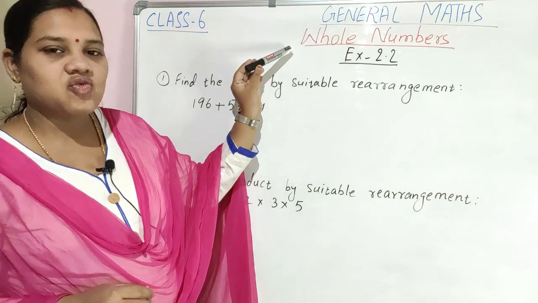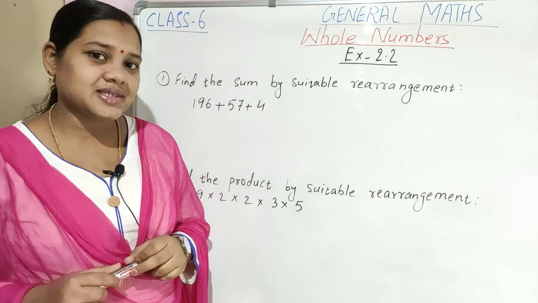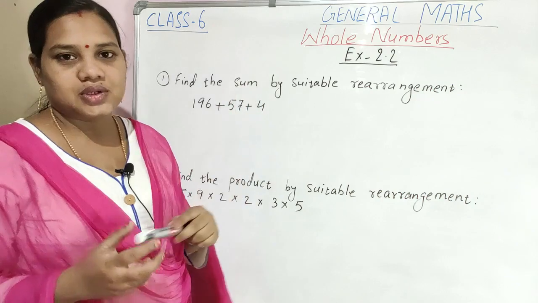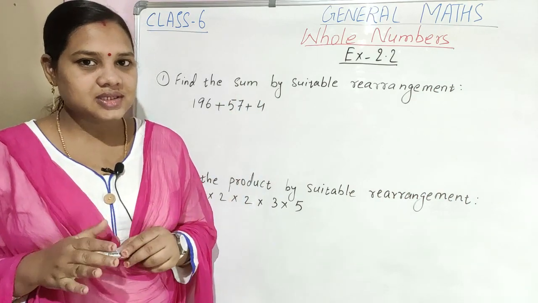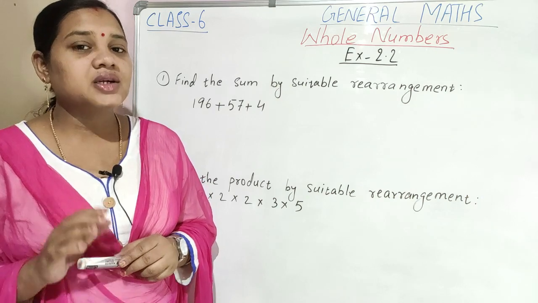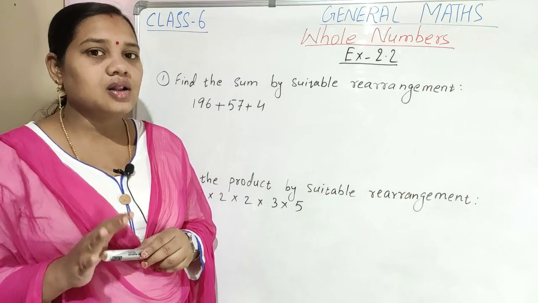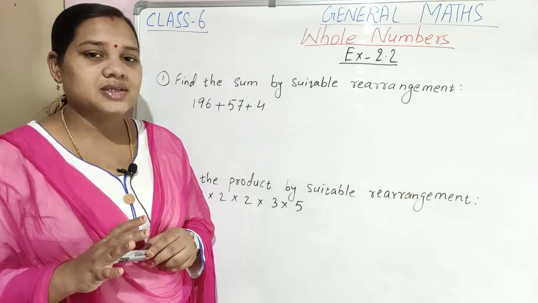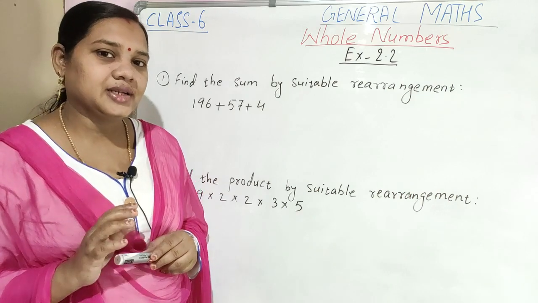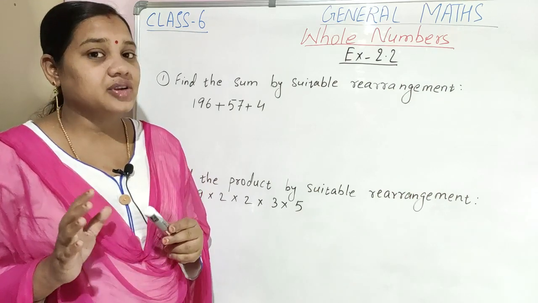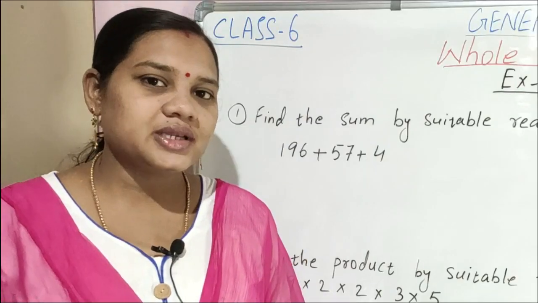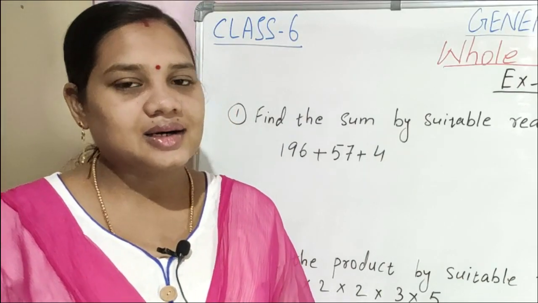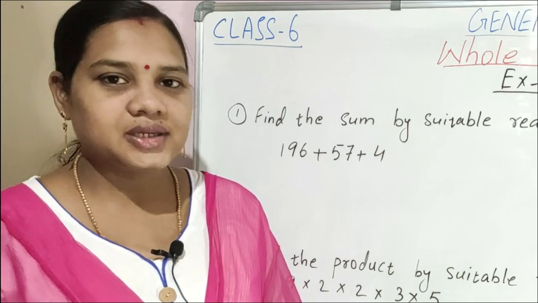We were discussing what? Whole numbers. What is our second chapter? Whole numbers. Whole numbers means what? All the counting numbers which start from 0 are called whole numbers. The whole number set is denoted by capital W. There are infinite whole numbers. The smallest whole number is 0 and the largest whole number cannot be determined.